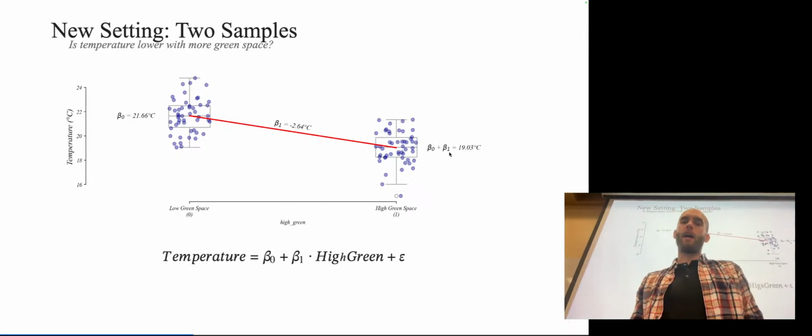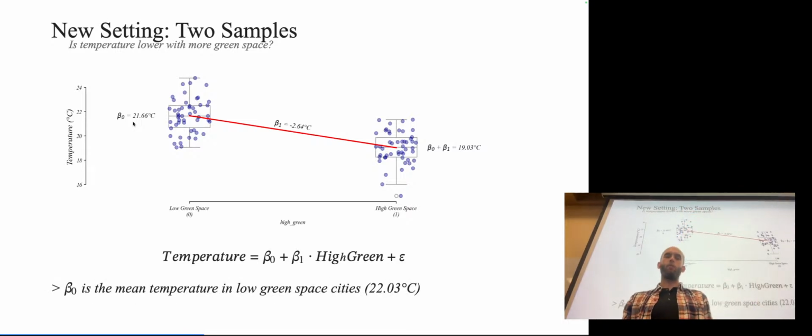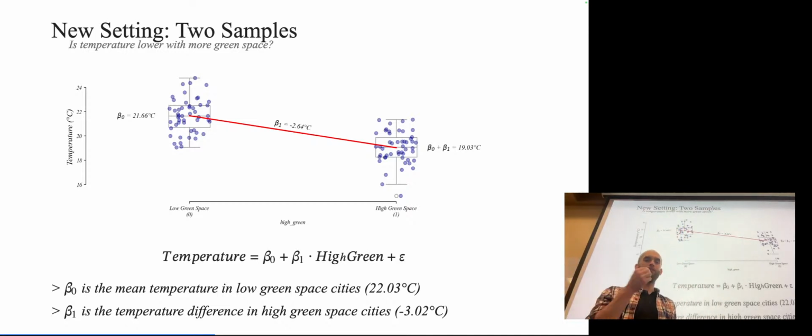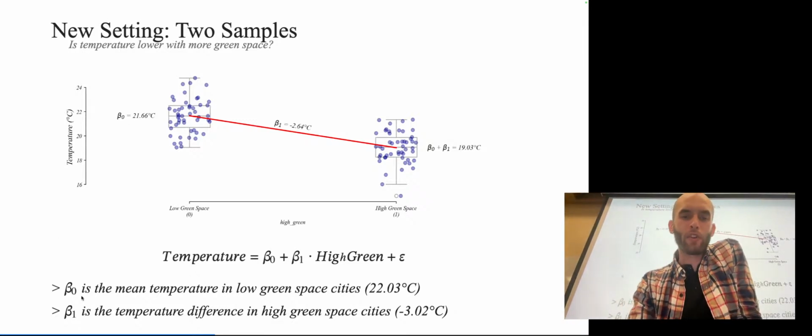And what I've done here is plot out the estimates of each of these coefficients. In this case, beta 0 is representing the mean temperature in low green spaces, which, as I've run the model, is roughly 22 degrees. And then the change in temperature as we go from 0 to 1 is negative. So beta 1 is the difference in temperature between these two categories. So question for you. How would we interpret these results together?